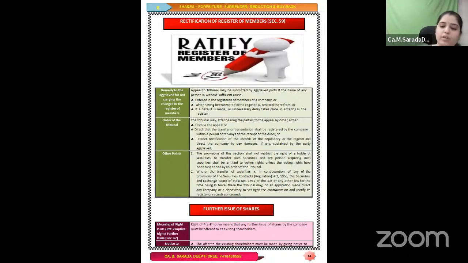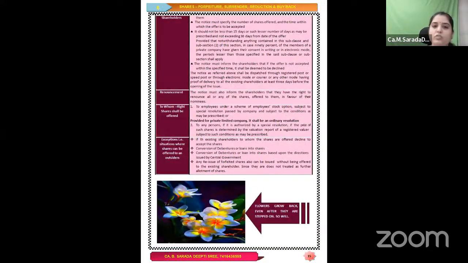Okay, the last one is further issue of shares. What is this concept of further issue of shares, which is also called right shares? This right shares option is given to existing equity shareholders. Please try to remember that this option is given for the existing equity shareholders.